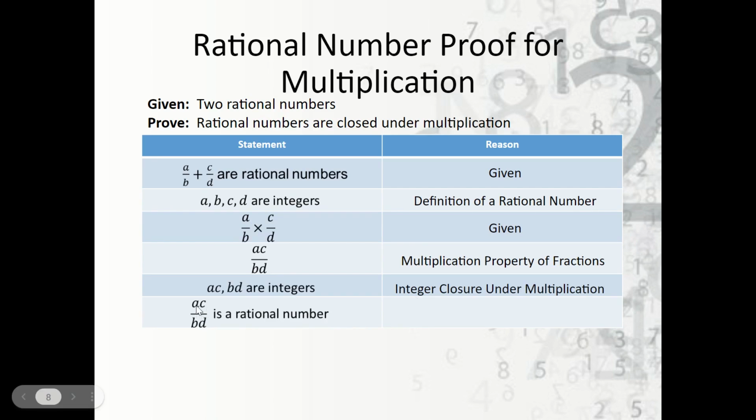Now from that, we can say that AC over BD is a rational number because of the definition of rational numbers. Because if this is an integer and this is an integer, then the result is a rational number.